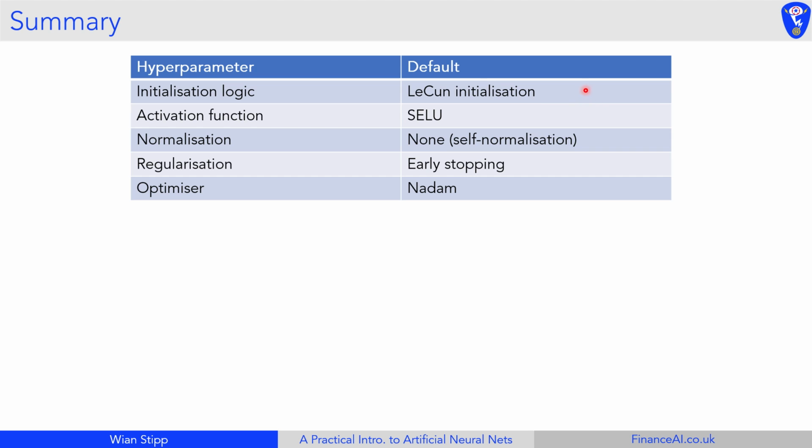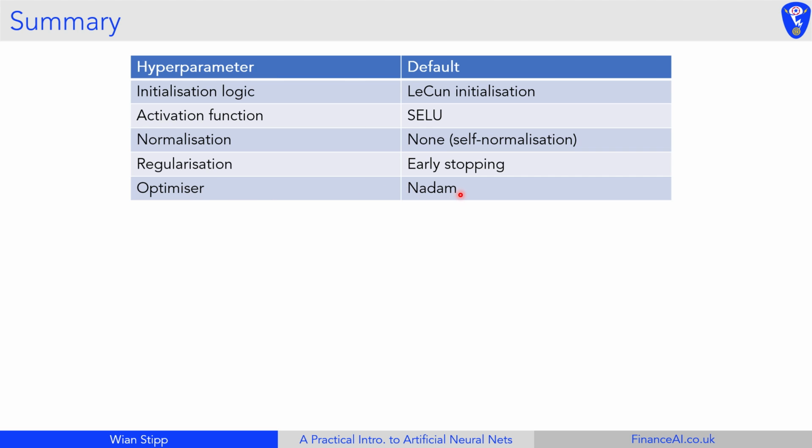And as you can maybe recall, this means that if we have a neural network which is fully connected and sequential, then we have the self-normalizing taking place, which solves the vanishing gradient problem. And we set the normalization to none because of this self-normalization. And for the regularizer, we can actually just use early stopping. This is sufficient.